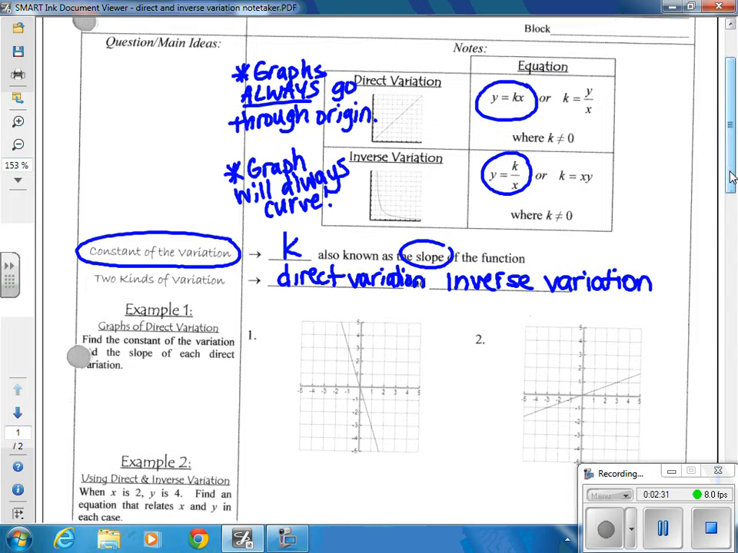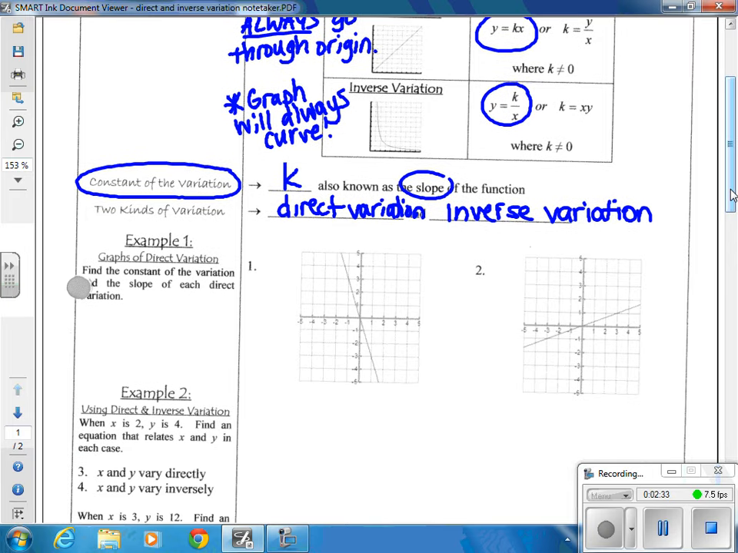For example 1, you are given two pictures, and again I will do one part of these and you will be responsible for answering the other part on your own and then coming to class, and we will check over what you came up with. The first example is asking you, from a graph, to find the constant of variation and the slope of each direct variation. They're already telling you it's direct variation, and if you look at both of them, we can confirm that because they both go through the origin. What we need to do next is find the constant of variation, which is the exact same thing as the slope. So you're only doing one thing, even though it sounds like they're asking for two.